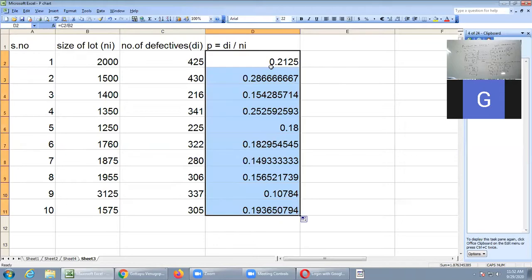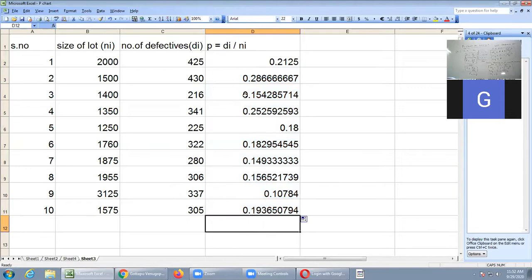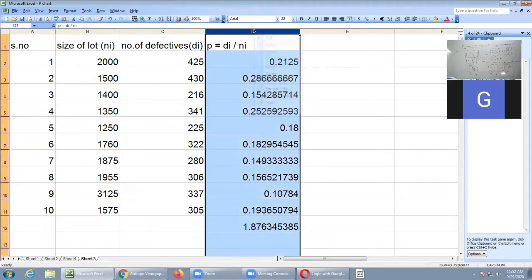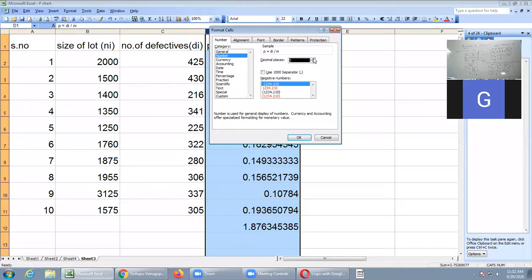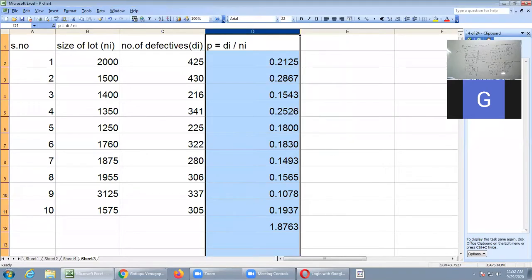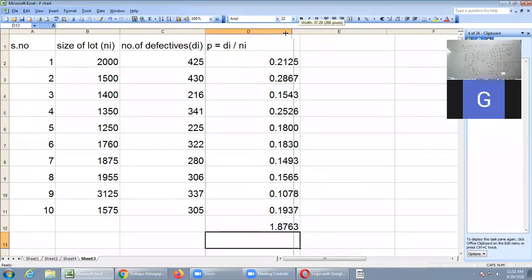And after that, later on I will format to 4 places. First I will take the total. Later on I will do. So you will get the sum. Now if you want, you can format cells, number, decimal place is 4. So automatically you are getting P values and P total.